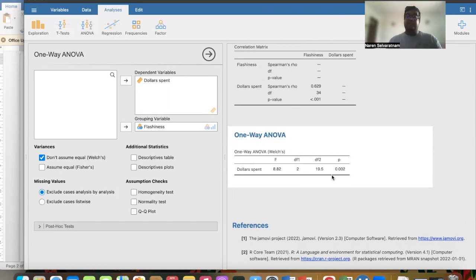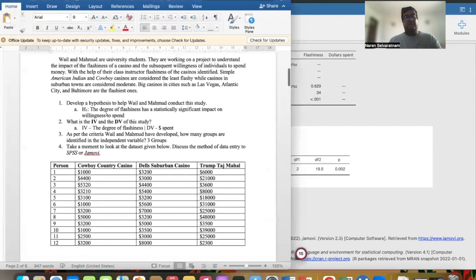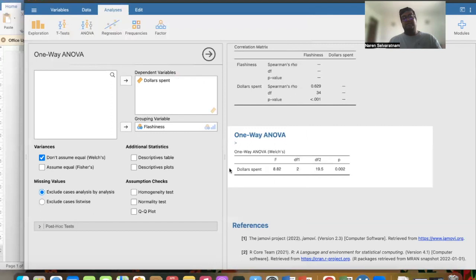0.002 is very significant. So our study is statistically significant. So just this information is actually enough for us to go ahead and support this hypothesis. So the data indicates that the degree of flashiness has a statistically significant impact on willingness to spend. Yes, that is accurate. The data supports that. So we can actually go ahead and approve our hypothesis. No issues. But I need to do more analysis. I need to do a homogeneity test as well.